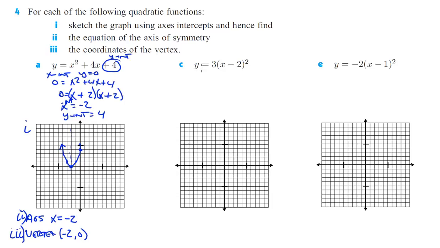Okay? All right, on this one here, axes, intercepts. So let's do x-intercept, so y equals 0. So 0 equals 3 times x minus 2 squared. Okay, so that means the x-intercept has to be at +2, right? And it's also a double. So that means it's going to bounce and go up, or bounce and go down like that. And in this case, since it's positive, it's going to go up.